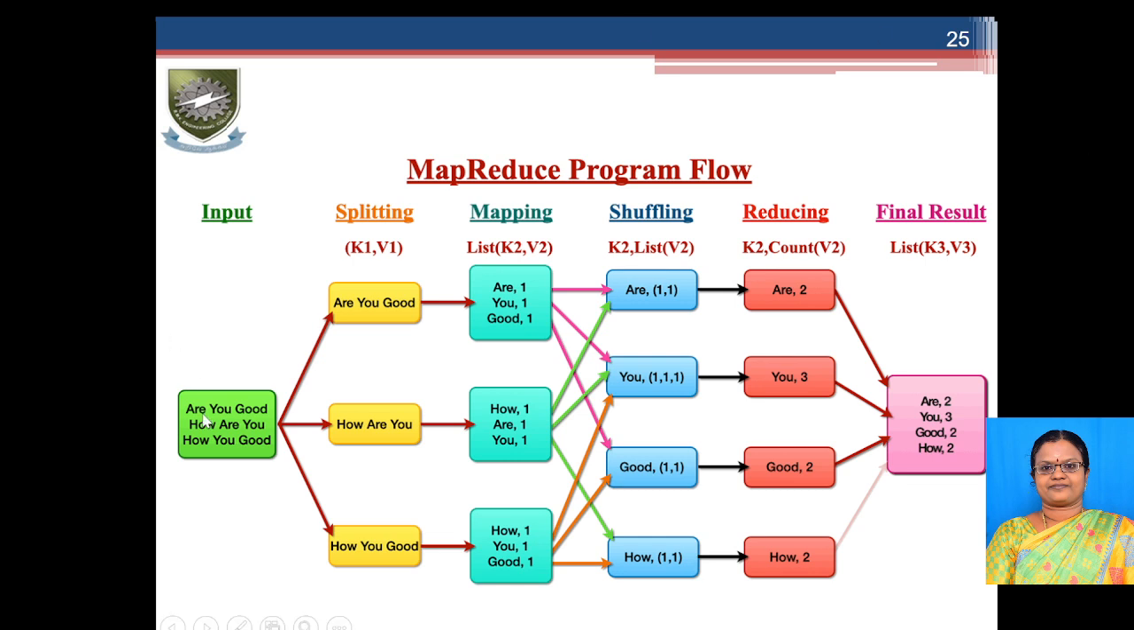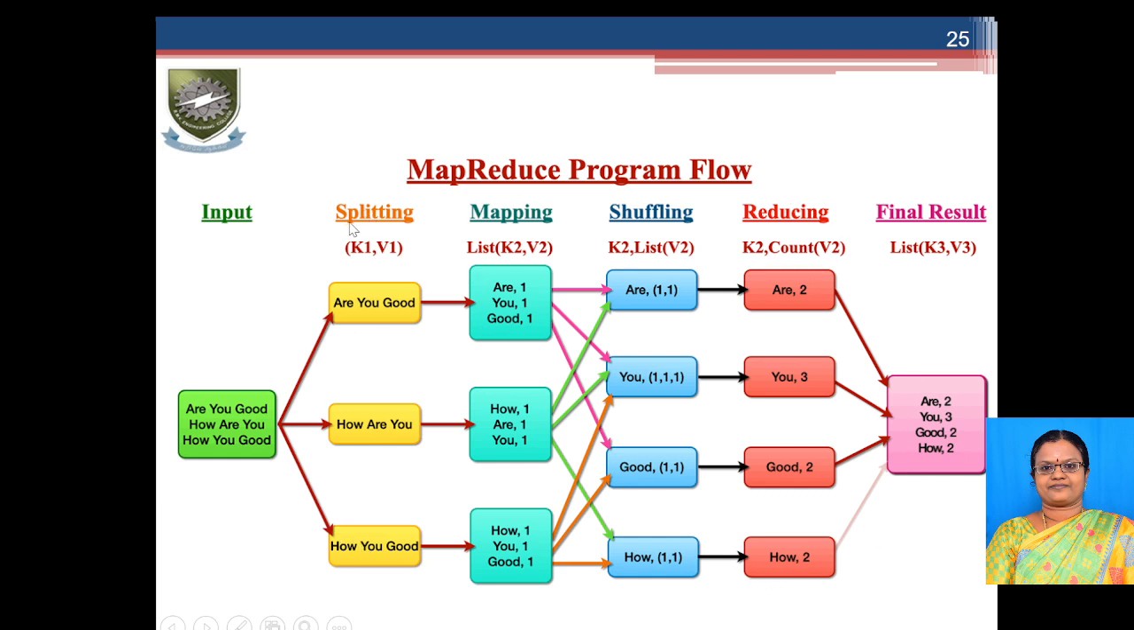So here I have an example. I have three different statements given by the user. One is are you good, how are you, and how you good. So whenever these three statements are given to MapReduce, these are the different activities performed inside MapReduce.